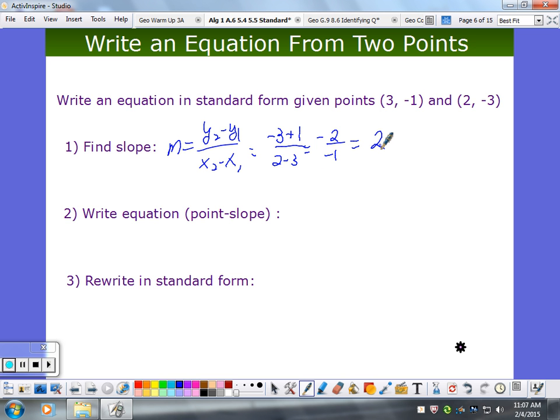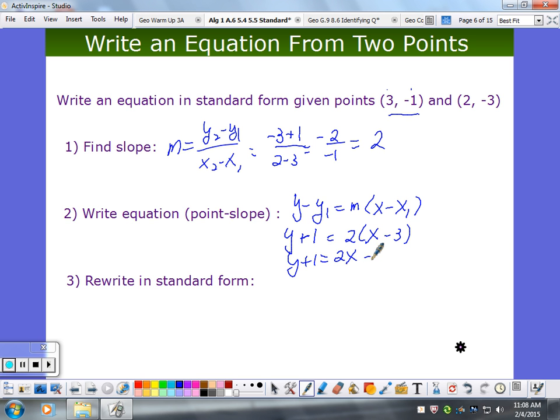What do you guys think? Did I make any mistakes here? No. Is that good? All right, now I have to write an equation using point slope. Y minus y1 is m times x minus x1. What point do you want to use? Want to use this one? Okay. So there's my x1, there's my y1. So y minus negative 1, minus minus is a plus. Slope is 2. X minus x1, that's a 3. Distribute. 2x minus this, right?